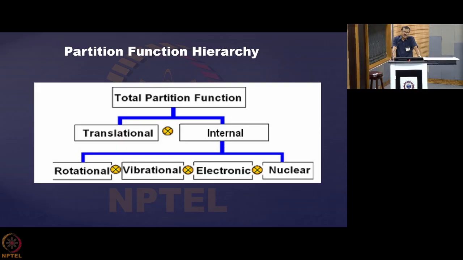So the hierarchy goes like this. The total partition function is the product of the translational and internal partition functions, and the internal partition function is a product of the rotational, vibrational, electronic and nuclear partition functions. But if you are considering a monoatomic species, then you have no rotational or vibrational partition functions. We have the electronic one mostly, and the nuclear contribution can be neglected in most calculations.